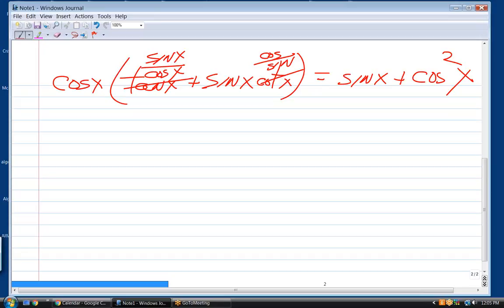Hold on. What's the next step? Is it to distribute this, or is it to add these two fractions? I would add the two fractions. Well, notice what happens if we distribute. This cosine gets canceled out immediately. In other words, here's what we have.